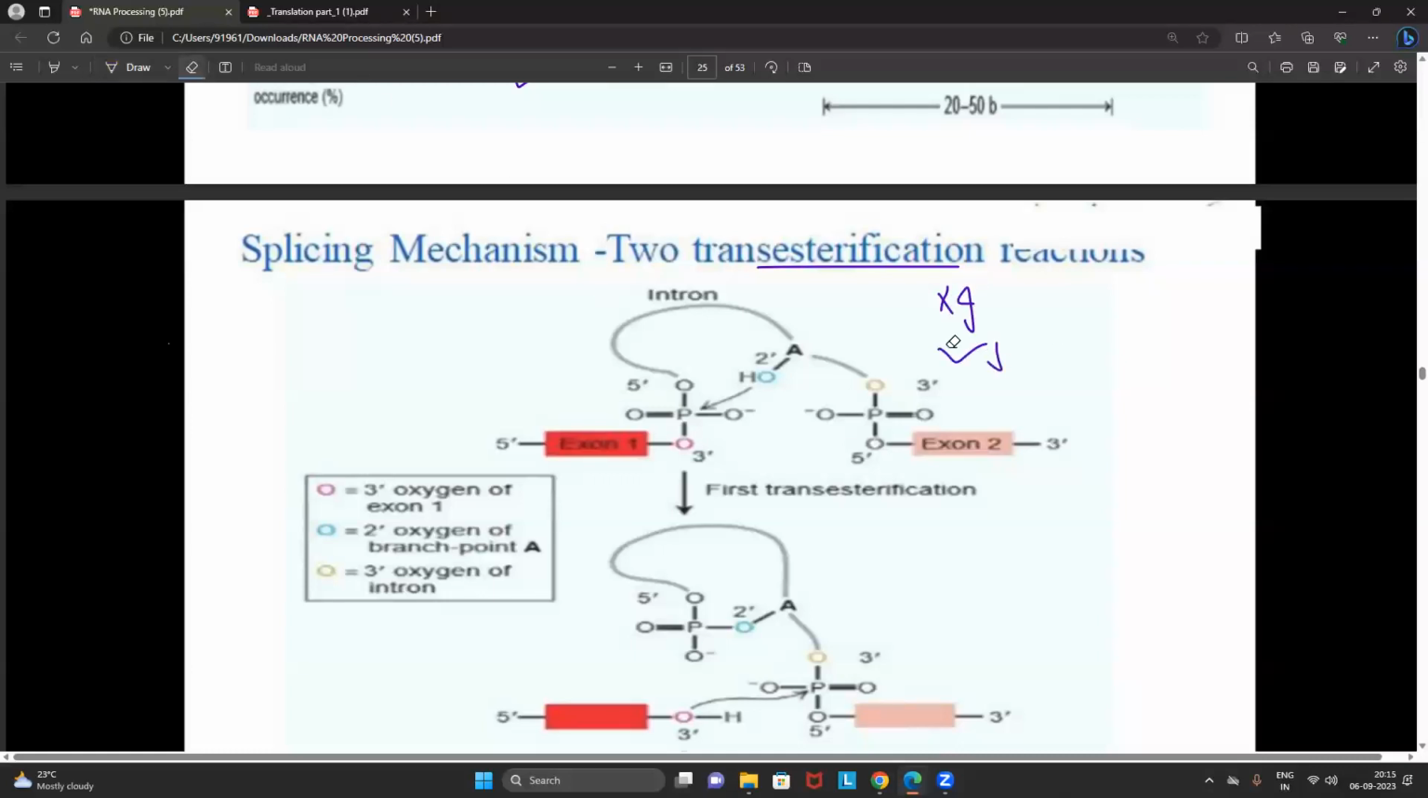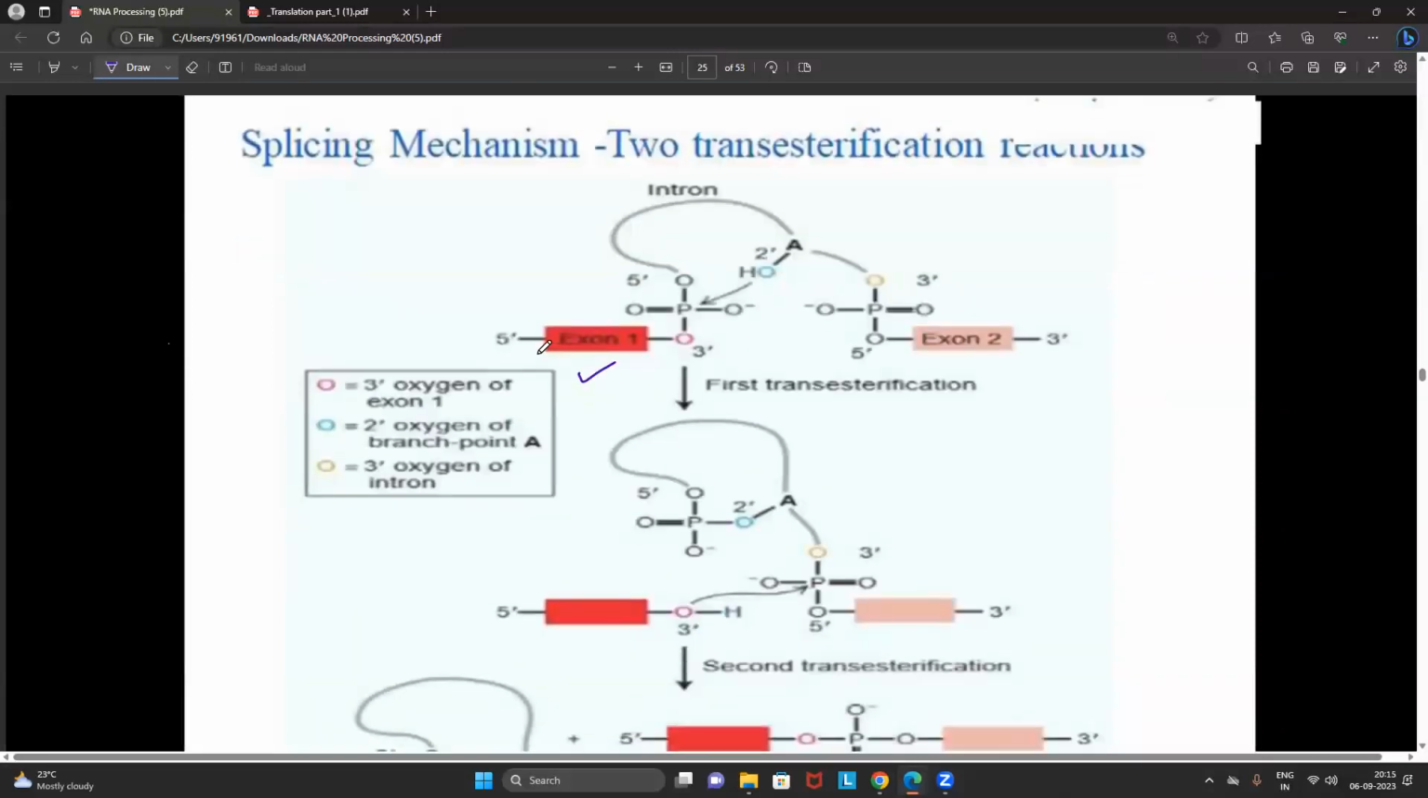Let's see how it is happening. Again and again I am telling all of you, the entire process of splicing depends exclusively on the branch point. There's no doubt about it. Now look into this correctly. This is the branch point. This is the 5' exon, which is located towards the 5' direction of the mRNA. Everyone pay attention. And this is the 3' exon, which is located in the 3' direction of the mRNA.